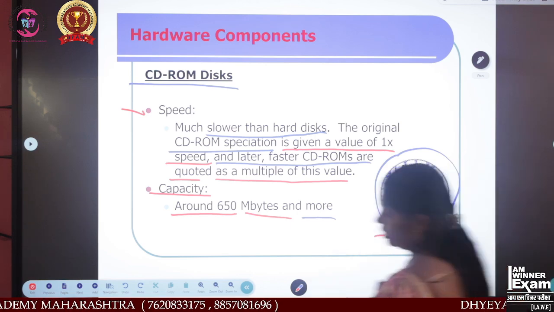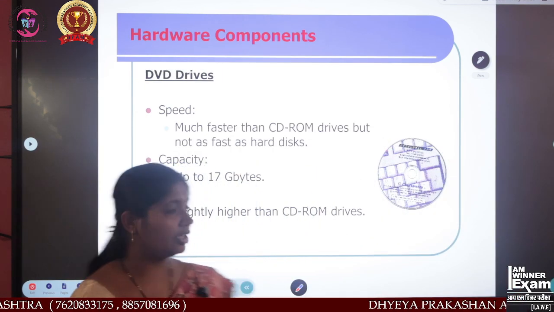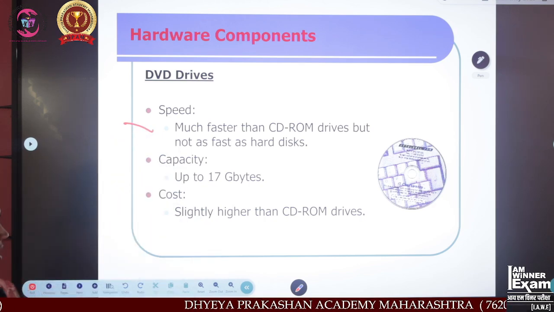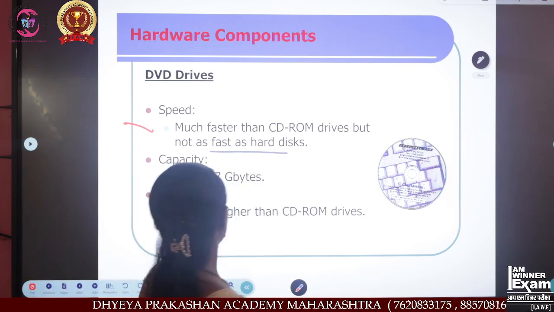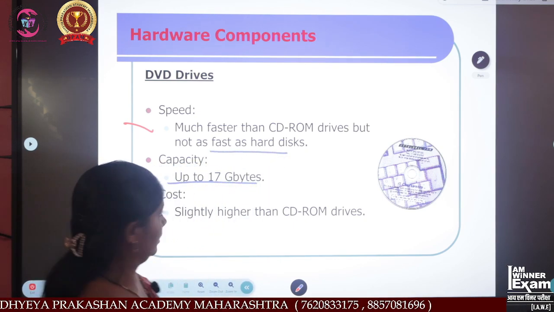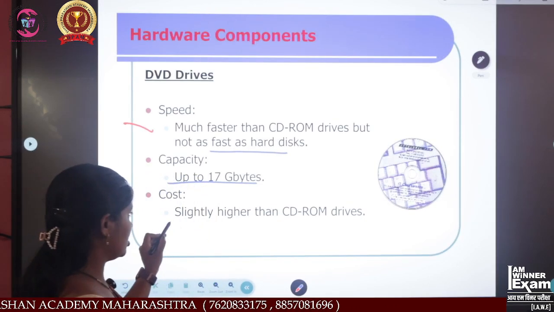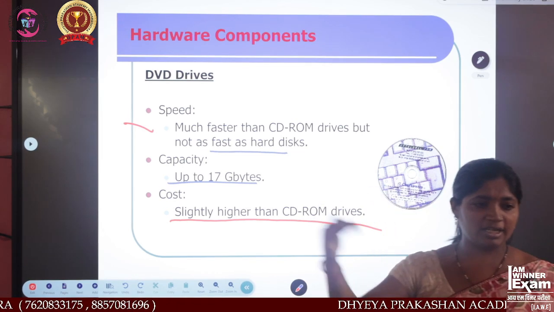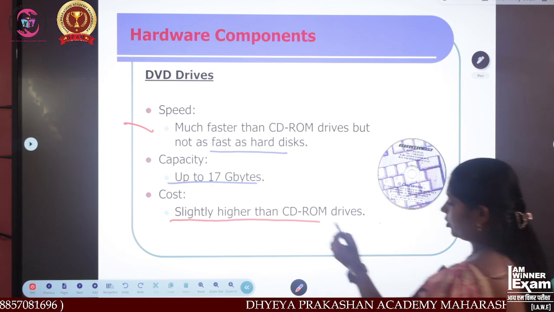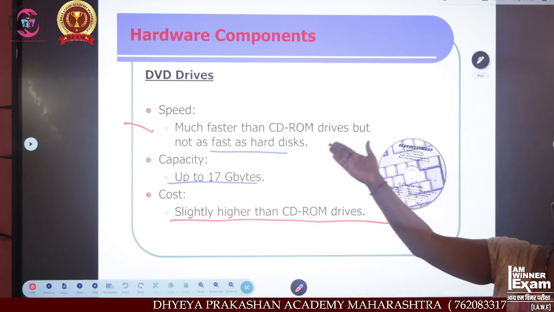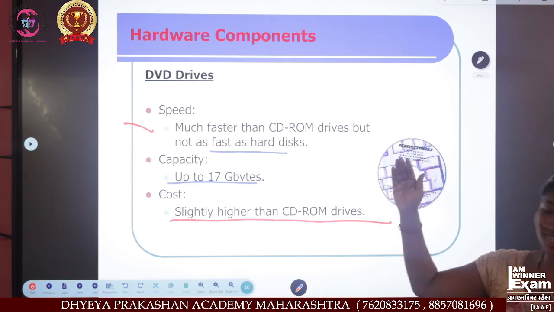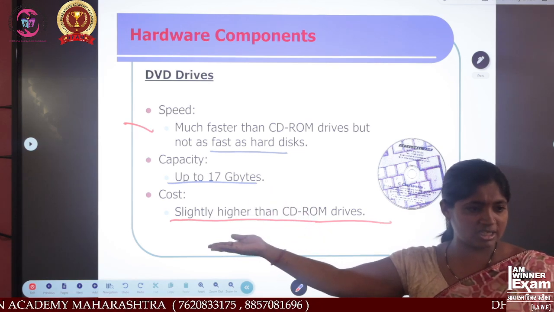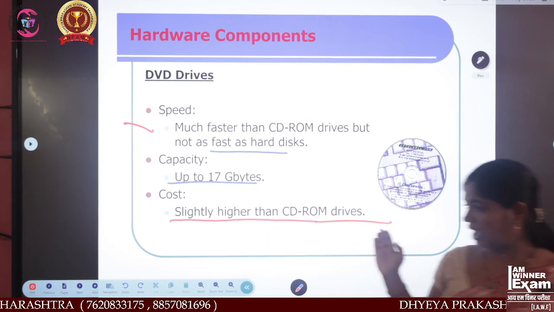Now, next one is DVD drives. Speed is much faster than CD-ROM drives, but not as fast as hard disks. Capacity is up to 17 gigabytes. Cost is slightly higher than CD-ROM drives.